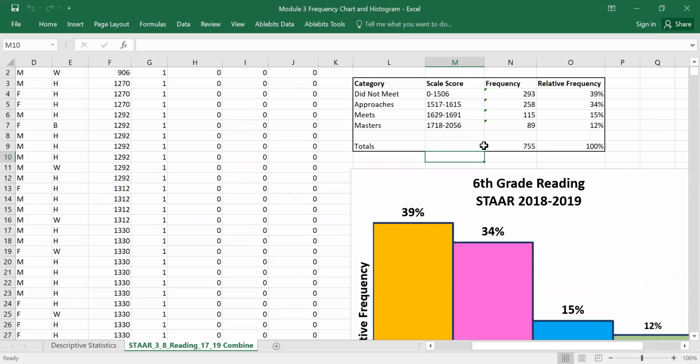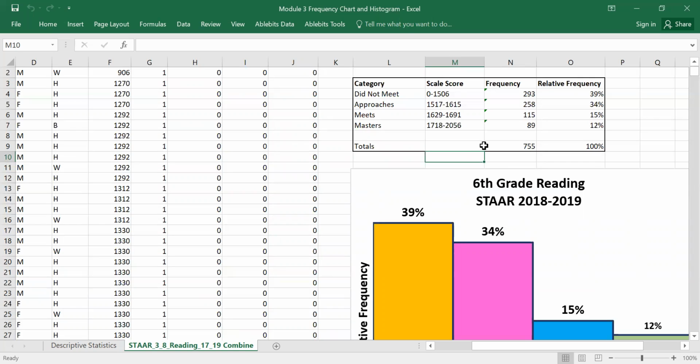And then with the frequency, what I did is I typed in for the formula equals, I wrote out count, and then I highlighted the scale score for did not meet. And then I closed that in with parentheses, and that gave me my frequency for each of the did not meet, the approaches, the meets, and the masters. I used that same formula, equals, count, open parentheses, highlighted the information, closed it in, and it gave me frequency, which was very helpful.